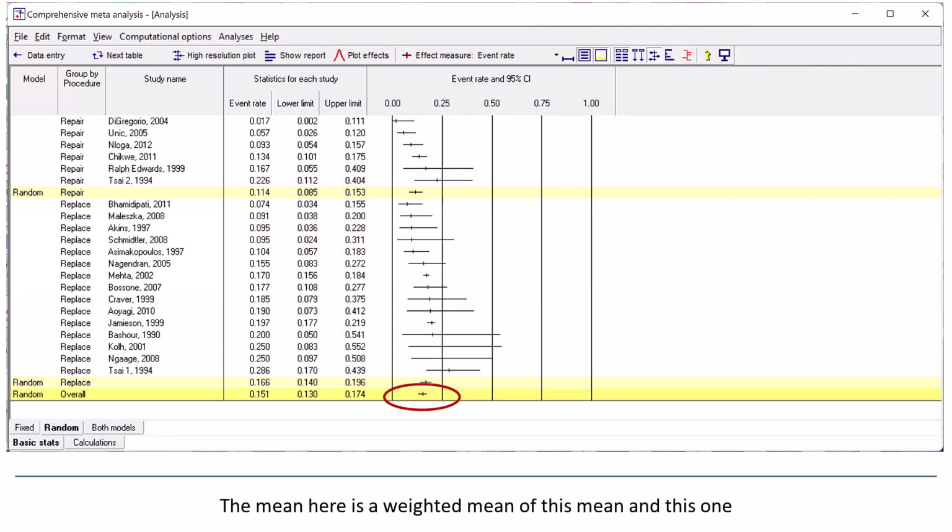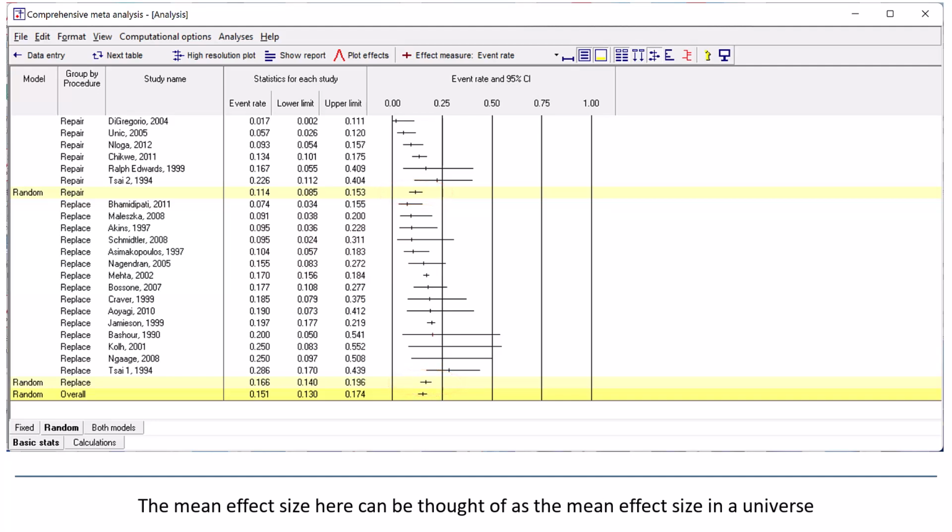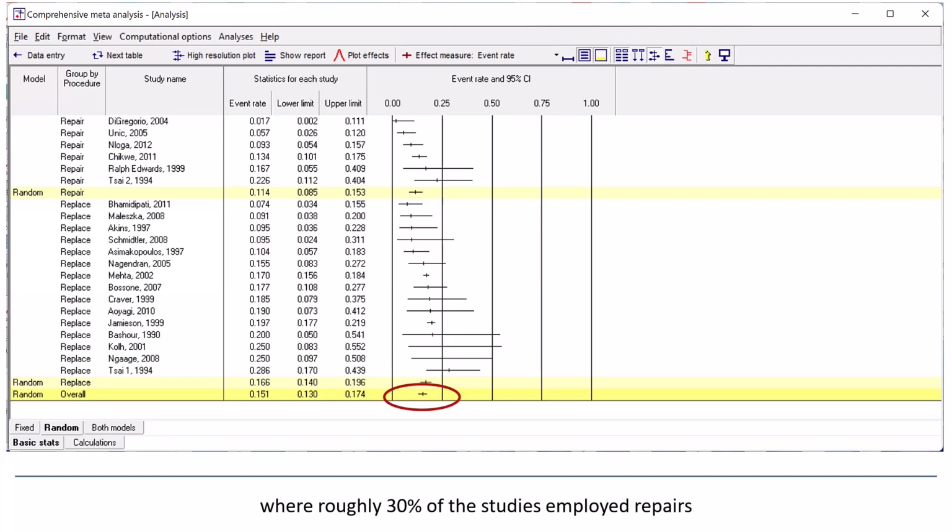The mean here is a weighted mean of this mean and this one. Since this subgroup has more studies than this one, it will tend to carry more weight in computing the overall mean. The mean effect size here can be thought of as the mean effect size in the universe, where roughly 30% of the studies employed repairs and roughly 70% employed replacement.